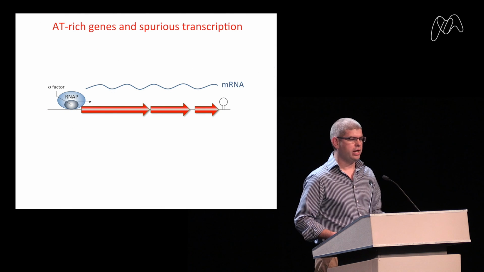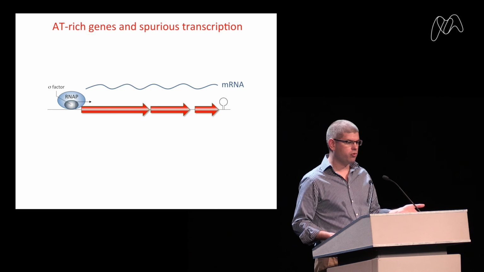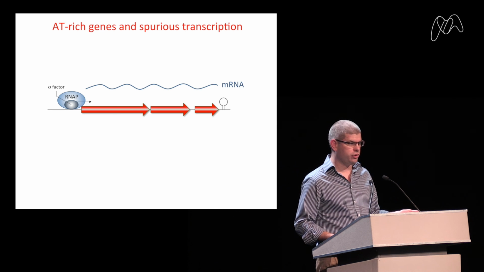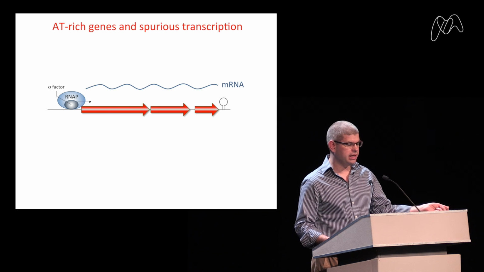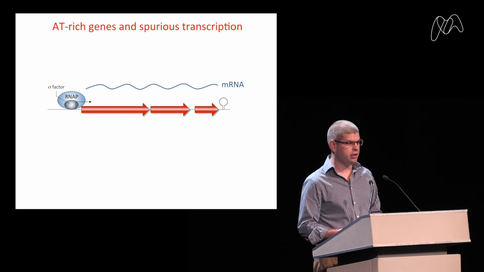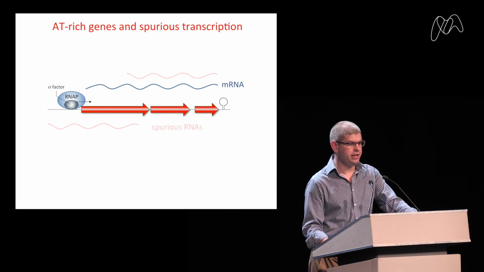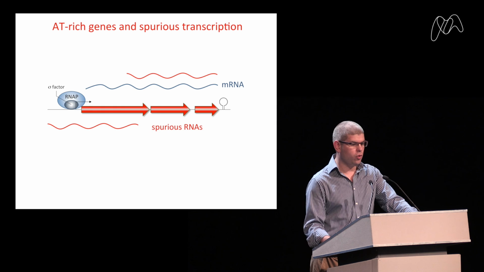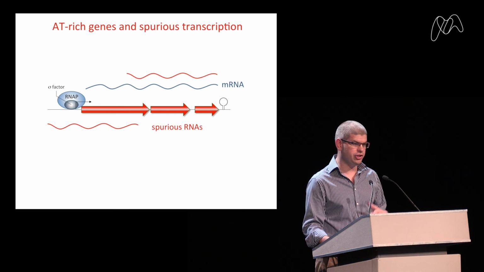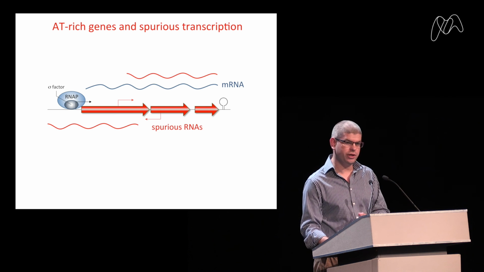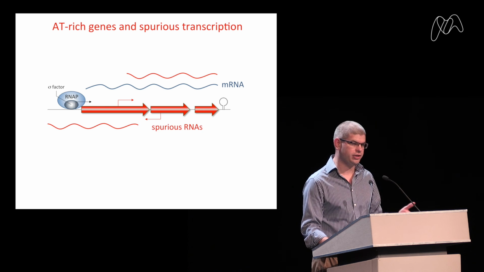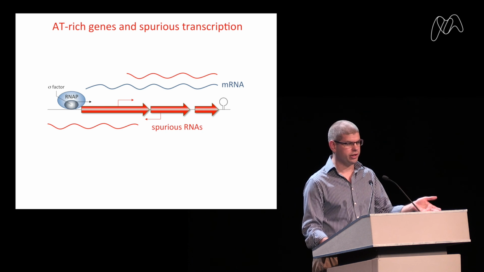Okay, so AT-rich groups of genes or operons clearly can be transcribed in the normal way. Okay, so you can clearly have a canonical promoter at the start and a terminator at the end, resulting in the formation of an mRNA. But what I'm going to show you is that many of these groups of AT-rich genes also very often are associated with the formation of spurious transcripts. Okay, so transcripts that initiate within genes, they might be in the sense orientation, they might be in the antisense orientation, but they're non-functional transcripts.